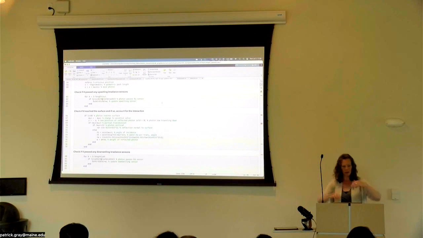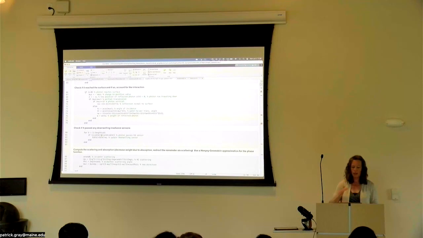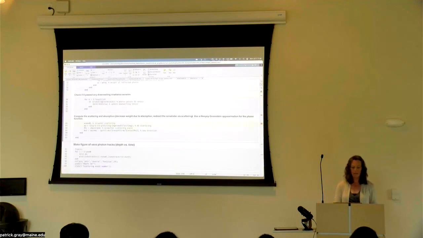Check if it's gone past, it's going initially downward potentially. So first check whether it's passing upwelling irradiance sensors. So loop through all the depths we're tracking. Log it if we need to. If it's going upwards, account for that interaction. So find out whether it exits or is reflected internally and comes back down. Then check if it passes any downwelling irradiance sensors, log it if it did.